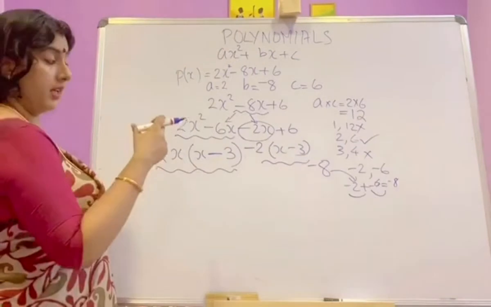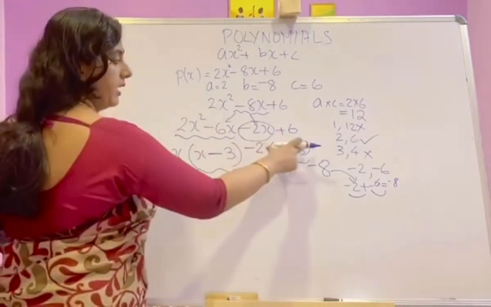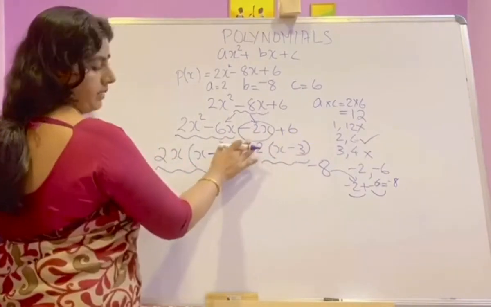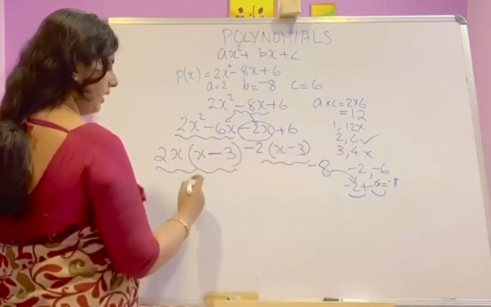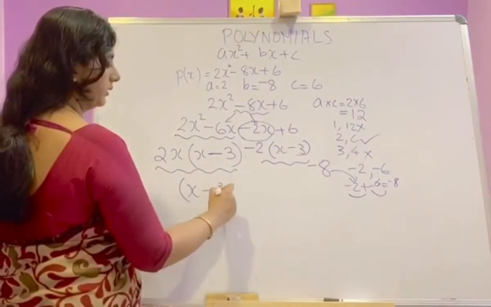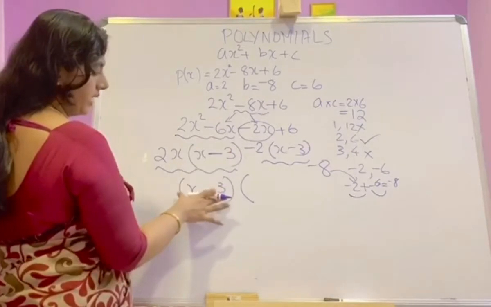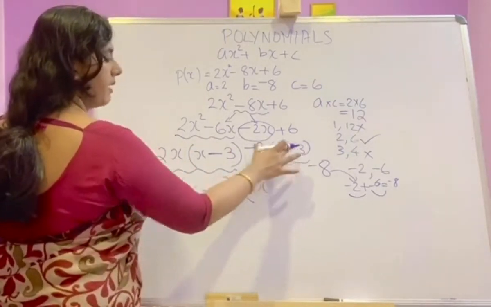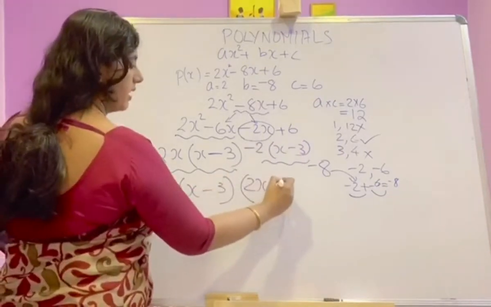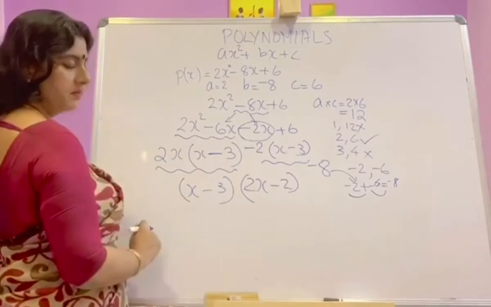To get these brackets common, we are first writing x minus 3 in this step. Then in the next step, x minus 3 is a common factor. Now from this, x minus 3 is taken outside, balance is 2x. From this x minus 3 is taken, balance is minus 2. Now we got two factors here.